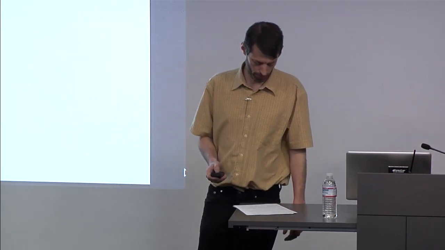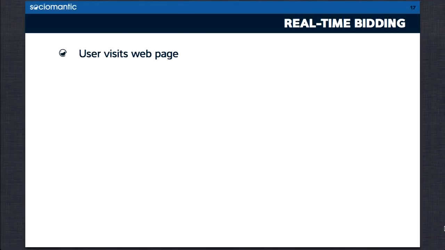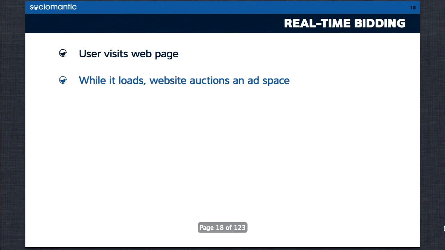So here's how real-time bidding works. You visit a web page. On the page, there's a blank space for an ad. While the page is loading, an auction is held. The auctioneers are typically Google Ads, Facebook Ad Exchange, or various other ad exchanges. And they ask, who wants this ad space?